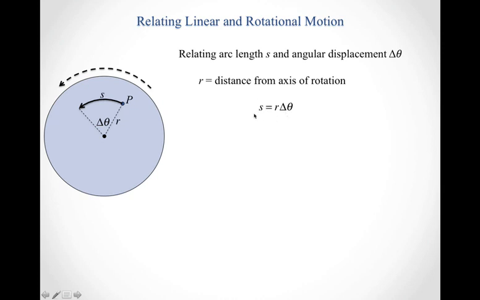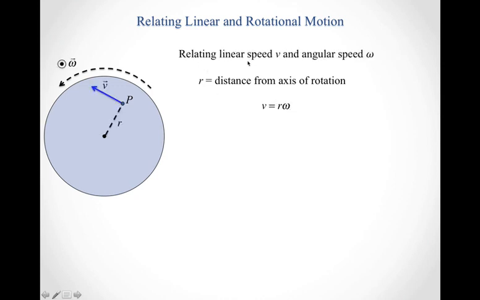Interestingly enough, S is a length. It has units of meters. r has units of meters. Delta theta has units of radians. And this is one of those places where, as an SI unit, radians can disappear when we don't need it anymore. So we don't say that S has units of meters times radians. S just has units of meters, because effectively radians disappears as an SI unit.